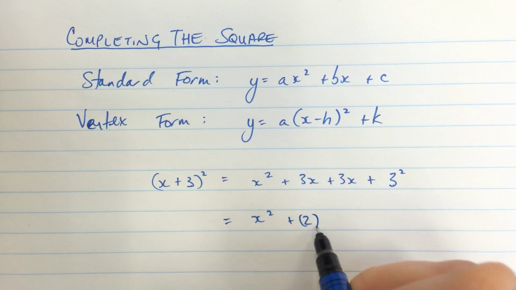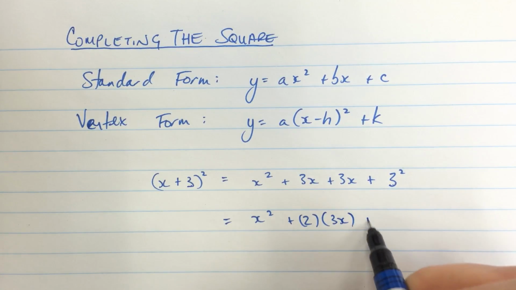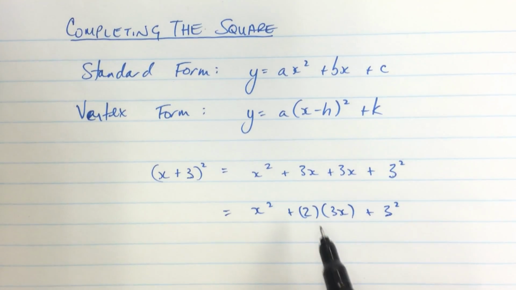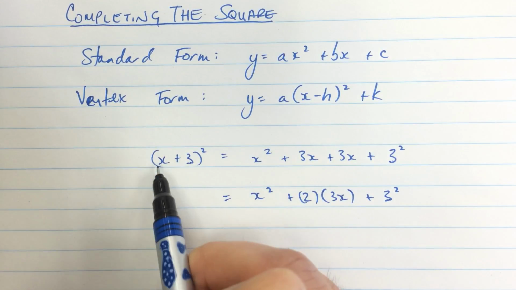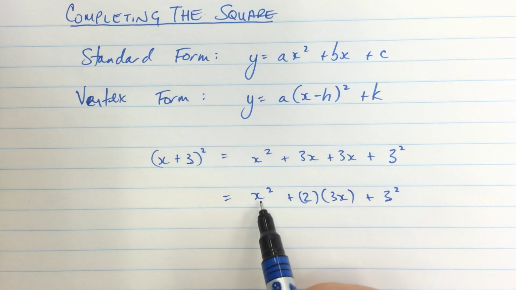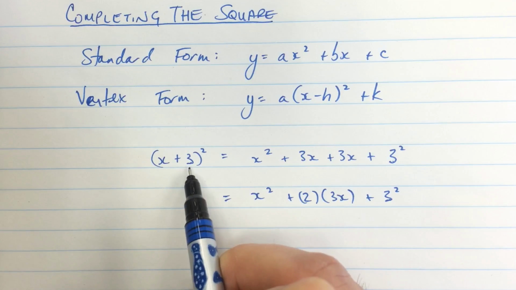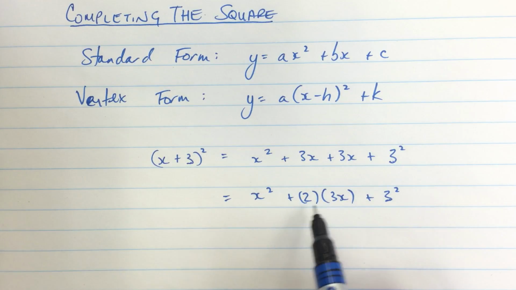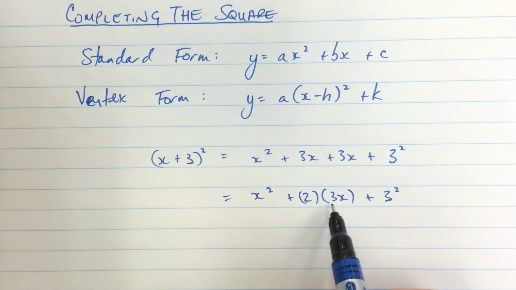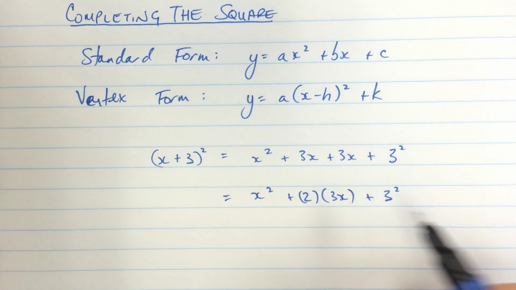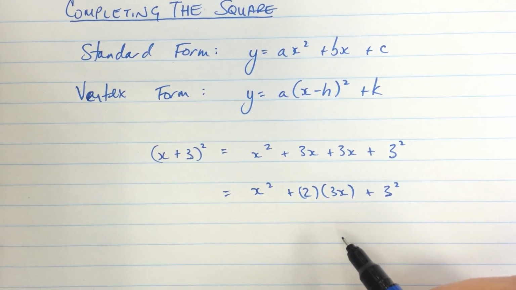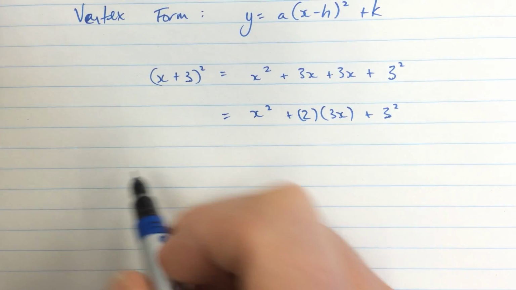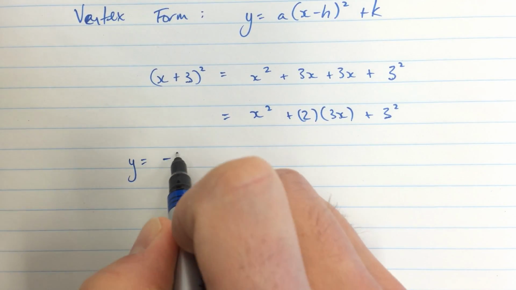We're going to have 2 copies of 3x, and then we have a 3 squared at the end. So it has a special structure. The x value is squared, the constant value is squared, and then we have 2 times the constant value times x. So we're going to work backwards to make this happen again. I'll give you an example here.